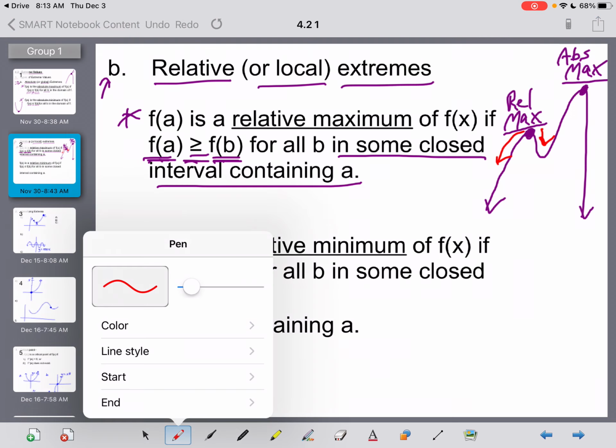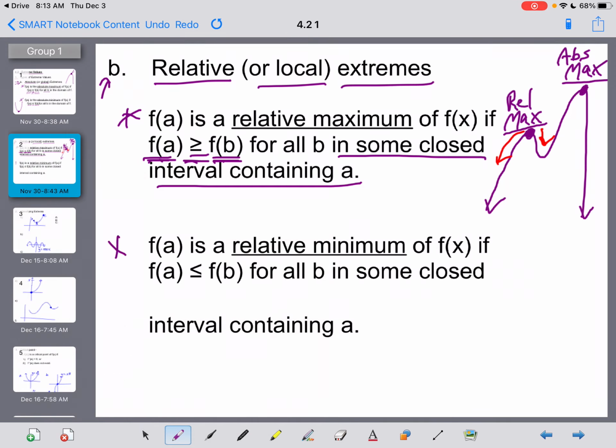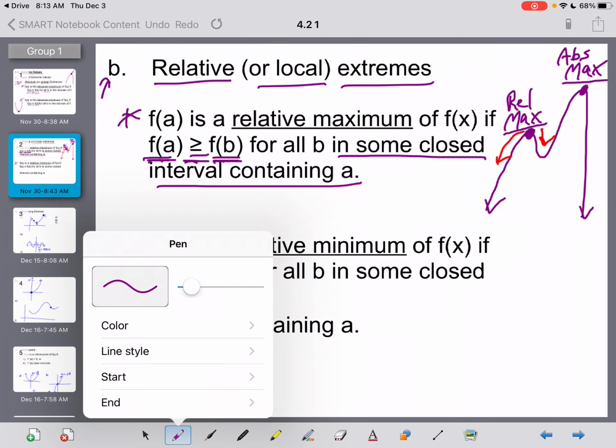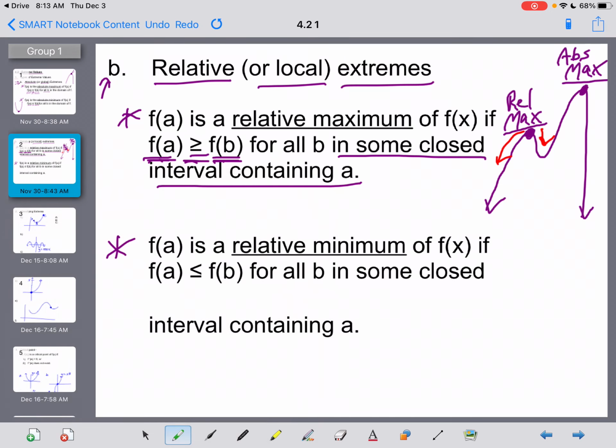Okay, let's move on to the second part of this here, although I don't think understanding this is going to be too tough for you if you got the first part. f of a, your y value, is a relative minimum of f of x if f of a is less than or equal to f of b for all b in some closed interval containing a. And actually, I'm going to switch colors on you guys here yet again, and I'm going to go to a lovely shade of green right here.